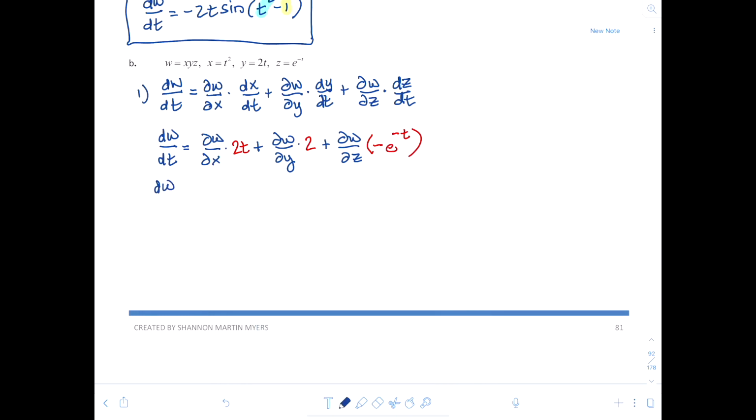All right, so now we do the partials. Now remember, we're working with w equal to xyz. So when we do the partials, two of the variables will be treated like constants. So the first partial with respect to x is just going to be yz, and then we still have our 2t from before. First partial with respect to y is going to be xz, and we still have our 2 from before. That's a 2, not a z. And then our first partial with respect to z is going to be xy, and then from before, we have our negative e to the negative t.